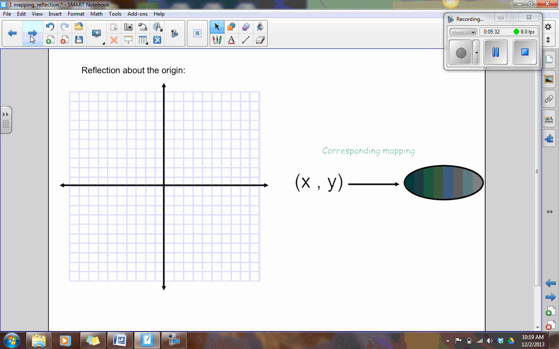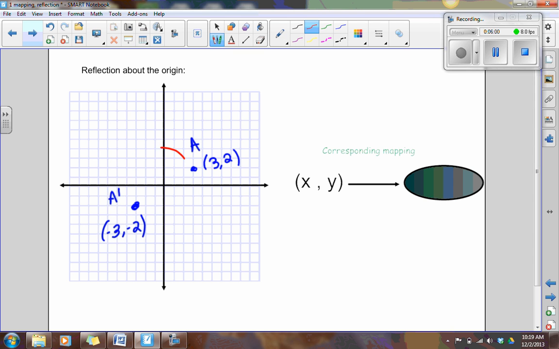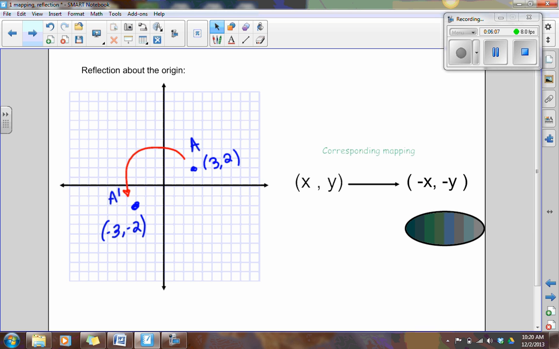Reflection about the origin. Okay, so we've got the point 3, 2. Again, we can call that A. If we reflect something about the origin, we're going to have the negative x, and this will be our A prime. So it's like it's done a spin of 180 degrees. Our mapping is that (x, y) goes to (-x, -y). So point 3, 2 is going to go to -3, -2.